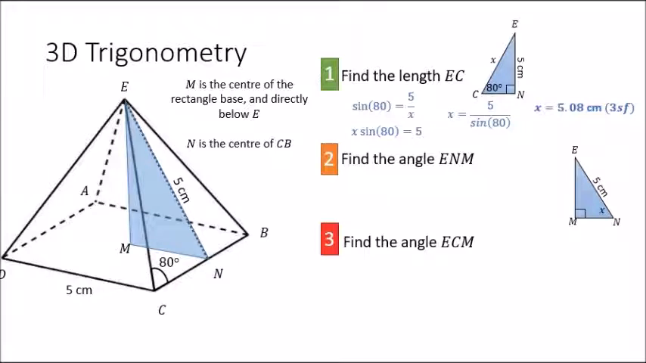Alright. So to find the angle ENM, I need to know a bit more about this triangle, because I only have one piece of information given about the side lengths. I need to know either EM or MN. There's no way I can know what EM is without more information. But MN I can calculate based on the fact that M is the centre and DC is equal to 5 centimetres. So MN would have to be half of DC, so 2.5.